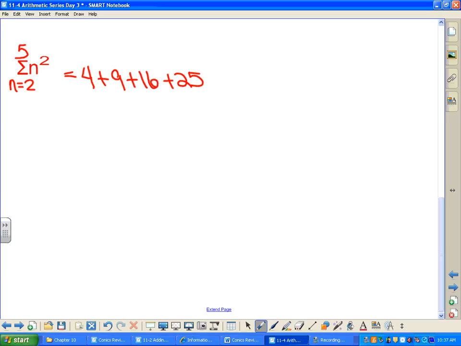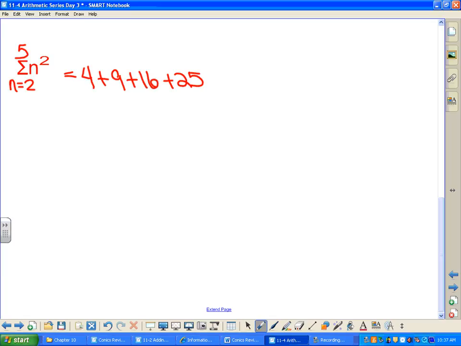Now, it turns out that there really is a formula for summing up n squareds and n cubes. However, we're not going to use enough of them right now for you to be required to know that. But what I do want you to know is that if that explicit formula is not linear, you cannot use that formula that we talked about before. Does that make sense? Everybody got that?